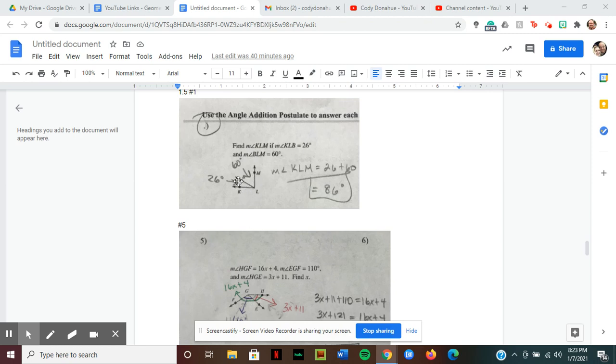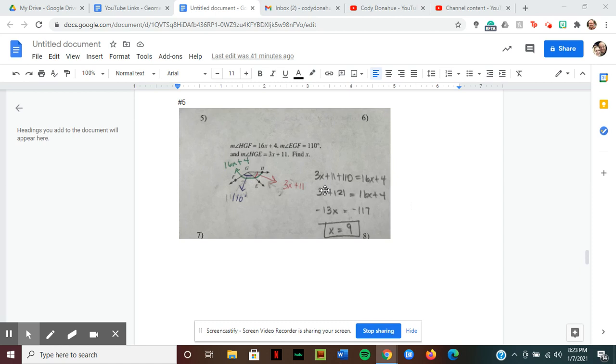and I cut it into two smaller angles, which they have, if I add the two smaller angles together, I'll get my big angle. So that's what I'm doing over here. The measure of angle KLM will equal 26 plus 60. So the measure of angle KLM will be 86 degrees. Okay, let's look at number 5 now.